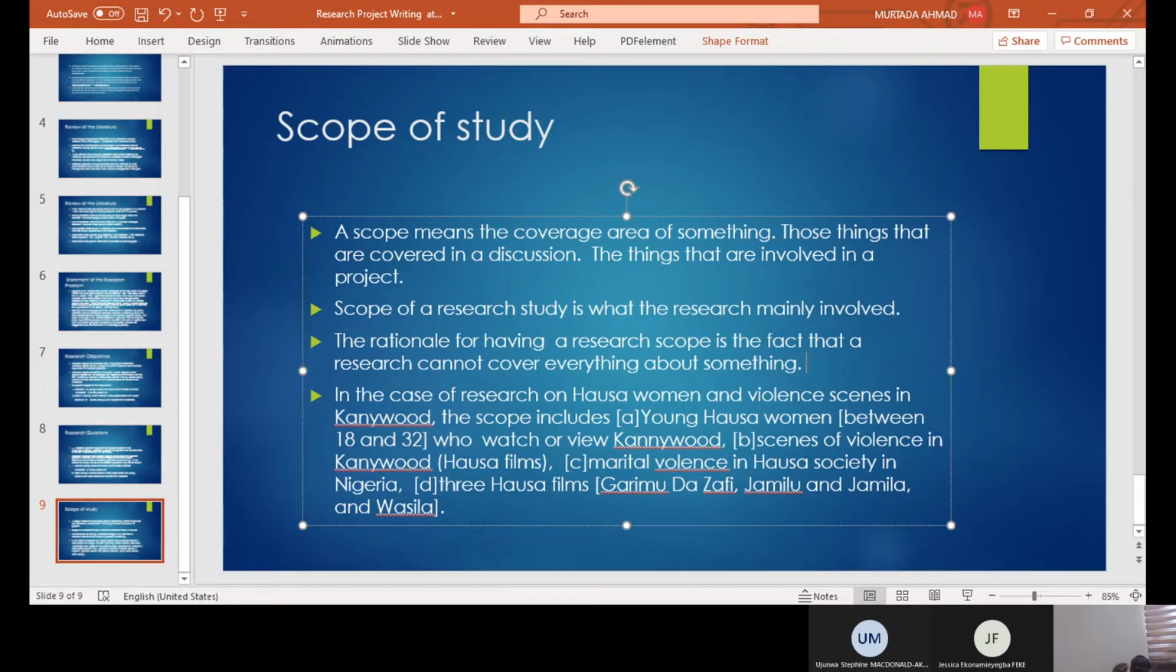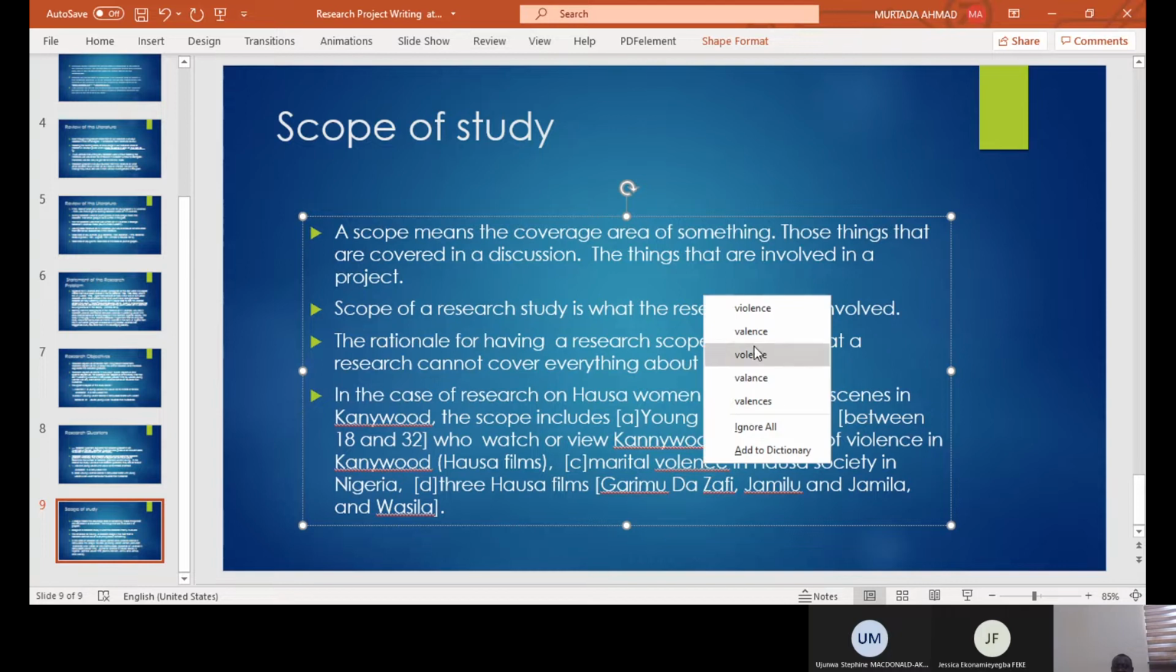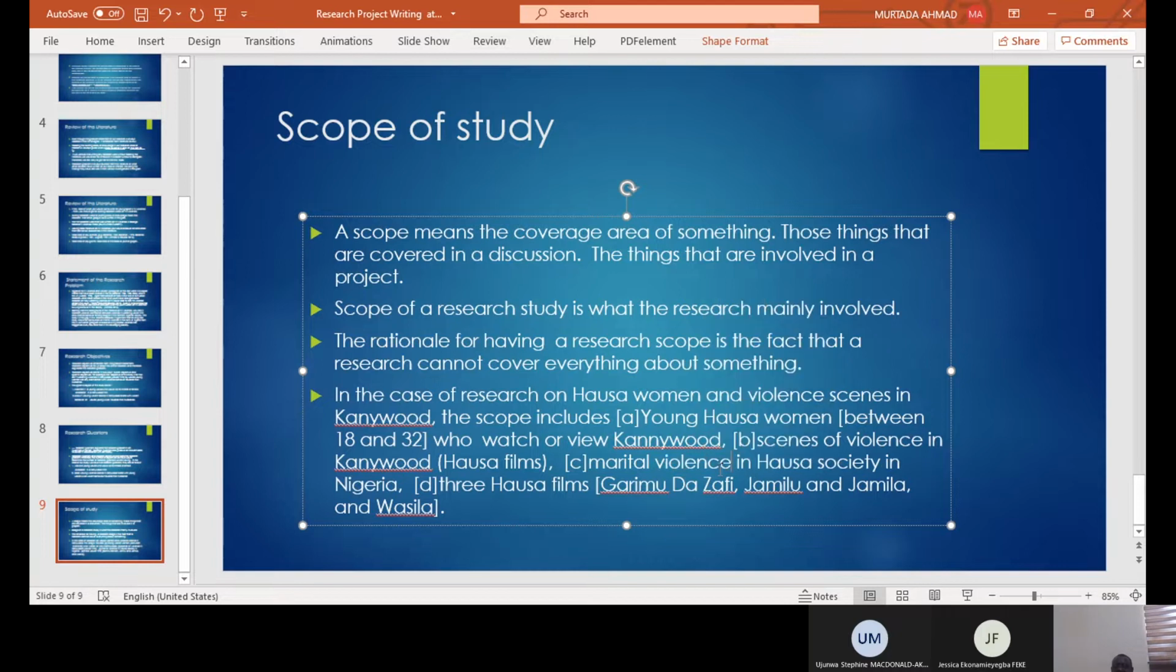It's not included. And another subject matter of interest is that we are dealing with marital violence in Hausa society in Nigeria or in the Nigeria North. So it means that we are not dealing with education of women. We are not dealing with how women are doing business. We are not dealing with a lot of things that women do. We are talking about marital violence, and so we also restrict ourselves to 3 Hausa films.